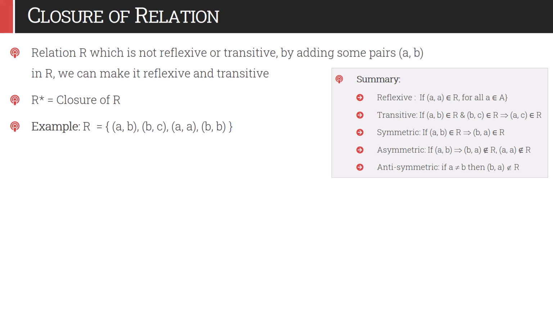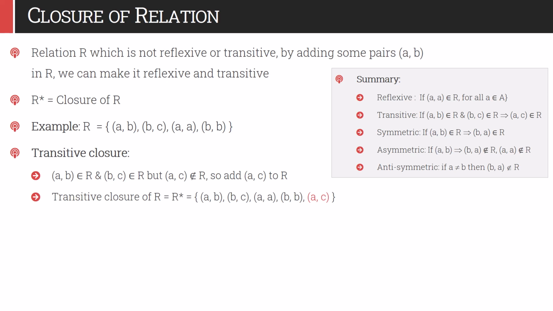Consider R is equal to {AB, BC, AA, BB}. And we have to find the transitive closure of this. So we have to make sure that this R satisfies the property of transitivity. So AB is in R, BC is in R, but AC is not in R. So we have to add the pair AC into relation R.